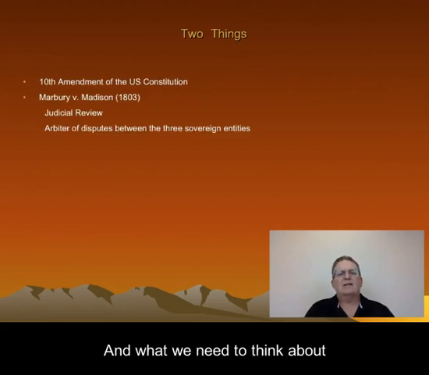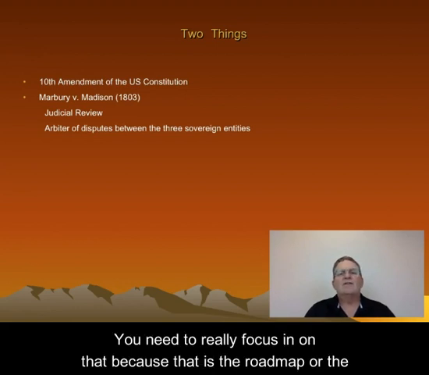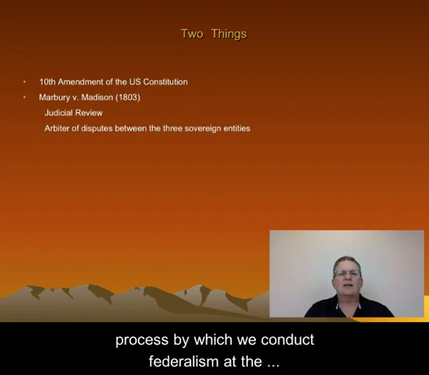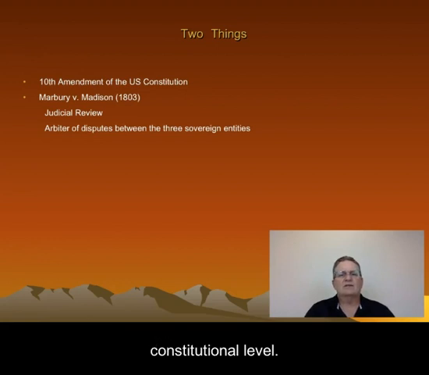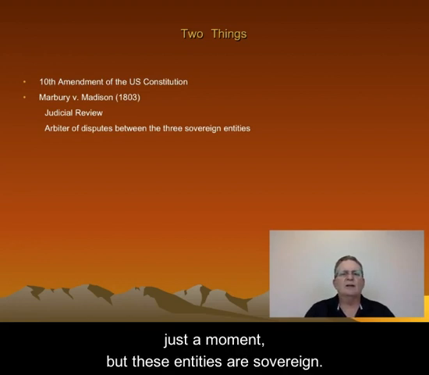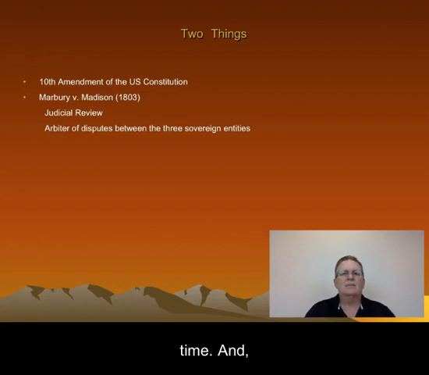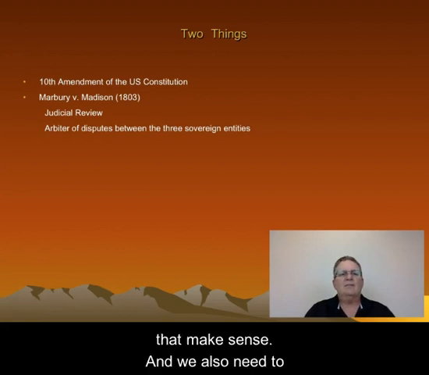And we need to think about two things. First of all, the 10th Amendment of the U.S. Constitution. You need to really focus in on that because that is the roadmap or the process by which we conduct federalism at the constitutional level. It incorporates basically three different entities that I'll be talking about in just a moment, but these entities are sovereign, in other words, independent of each other but dependent on each other at the same time. And again, we need a roadmap to make that make sense.